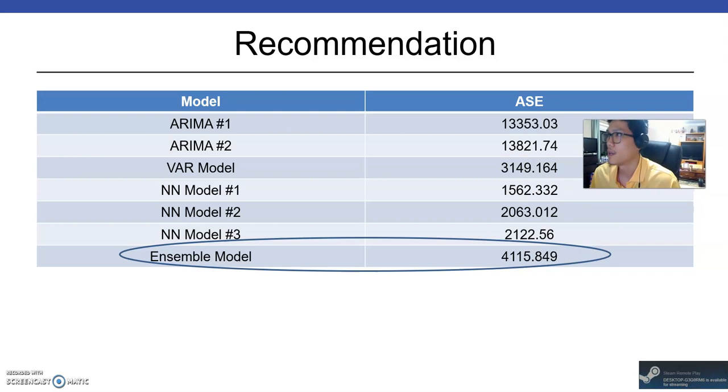So, once we compare the results of all of our models, it appears that our neural network models performed the best, the most accurately, followed closely by our VAR model and the ensemble model.